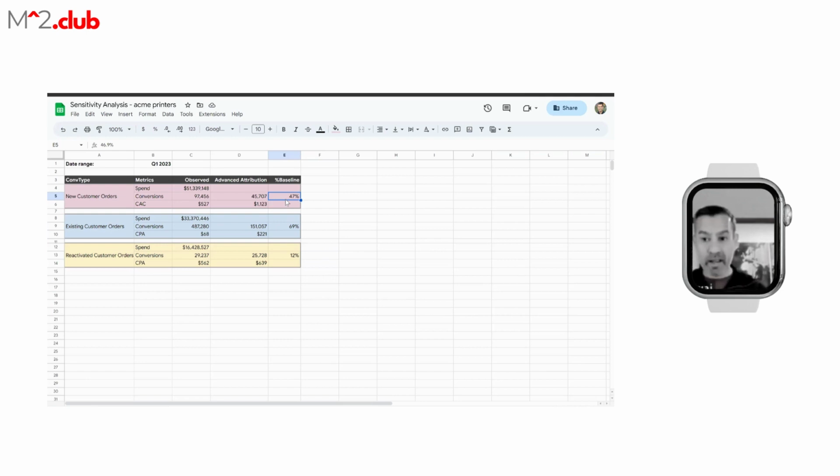And if you want to break down the baseline further, typically MMM, media mix modeling, is the best approach for breaking it up. But that is the baseline.